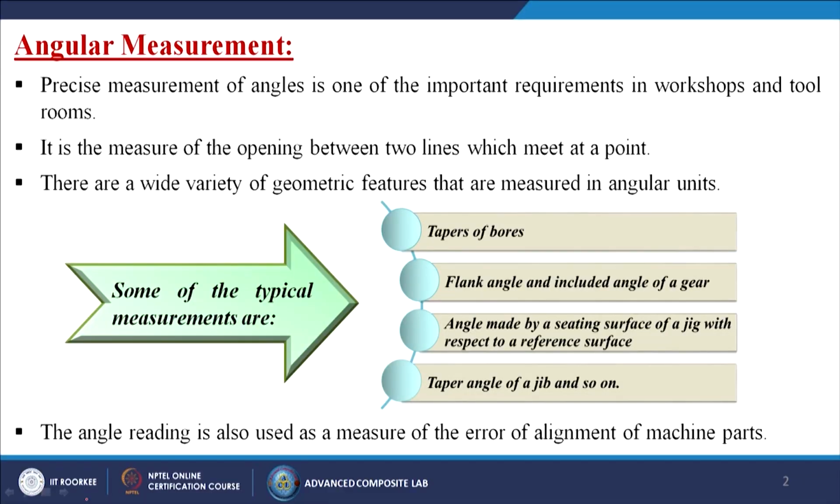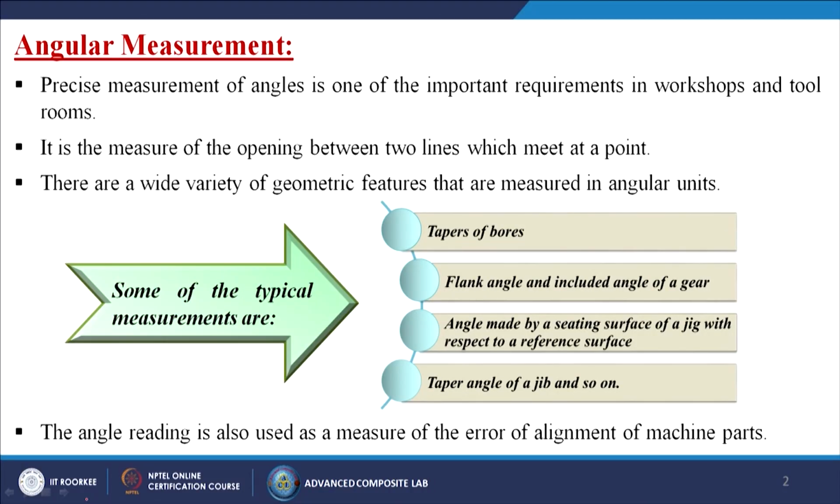Generally, precise measurement of angles is one of the important requirements in workshops and tool rooms. Sometimes we are going to prepare helical shapes or conical shapes, so we need precise angles, say 30 degree, 60 degree. These are the normal ones, but if I need 33 degree or 67 degree, then we need precise angle measurement.